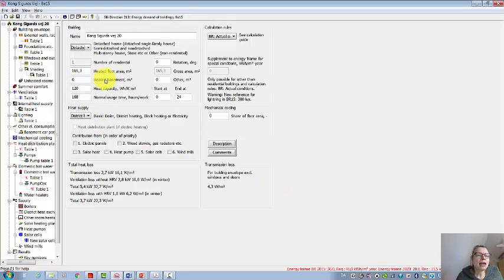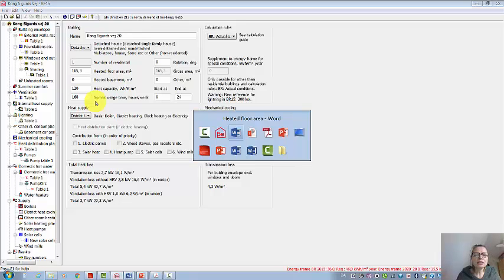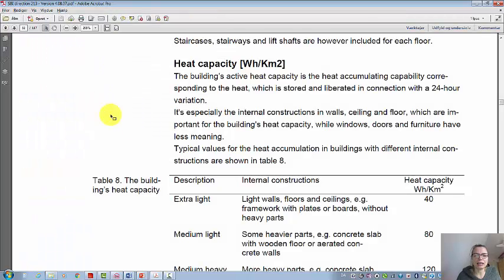Then if you have a basement and it's heated, then it's done the same way: you take the basement area and put it in here. That means that the basement area is not a part of the heated floor area up here. Then we have the heat capacity, and the heat capacity is how good the constructions are at absorbing the heat from the surroundings, and that we can find in the SBI.